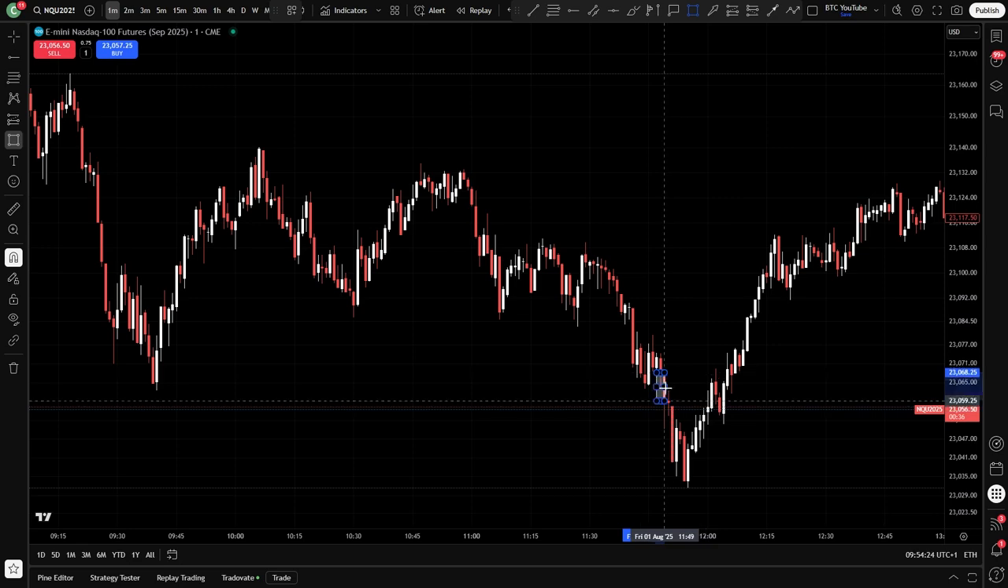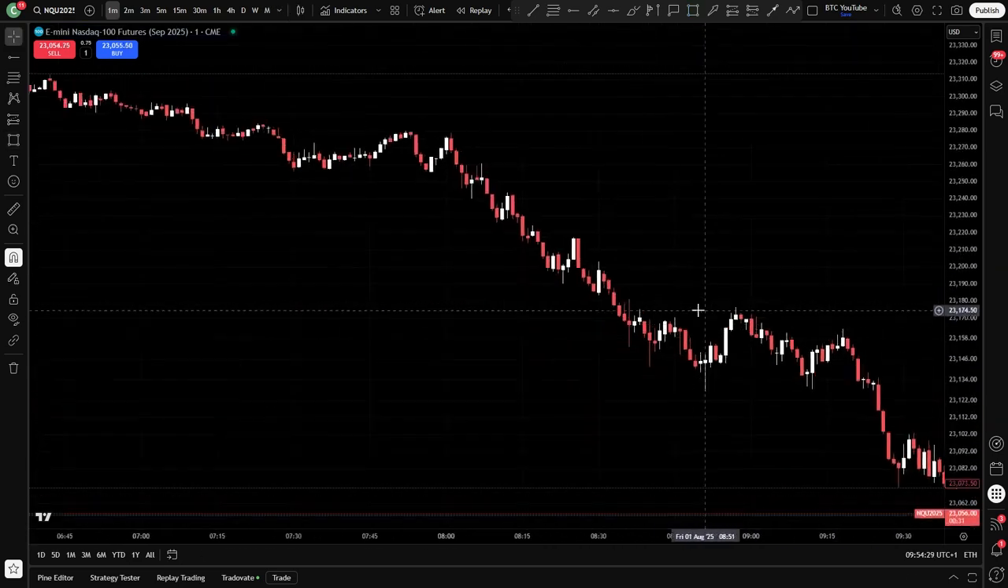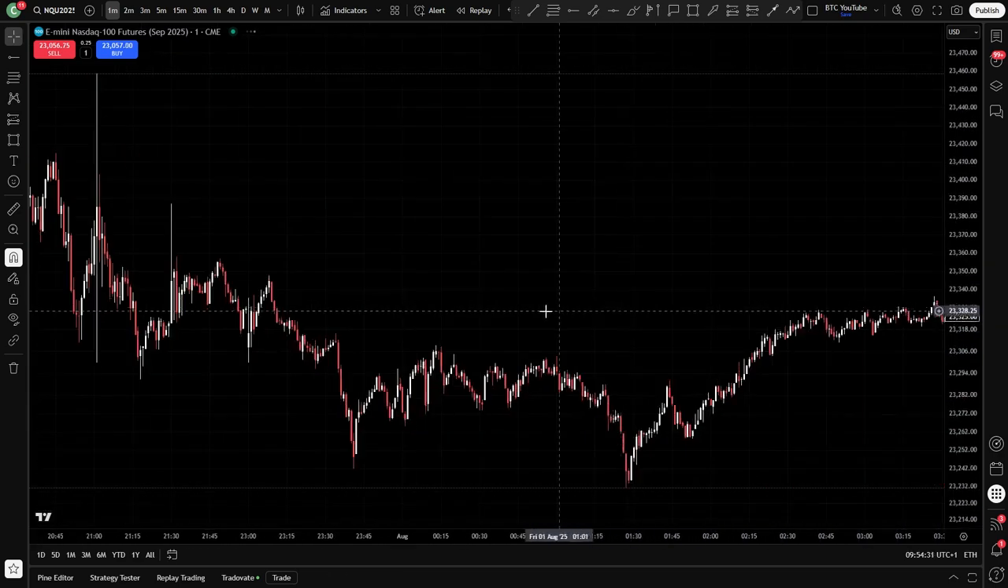Pretty, I mean, it's not super obvious, but there is a gap here. I guess you just want to take the cleanest ones possible. You can see we were super bearish here. This was another trade.